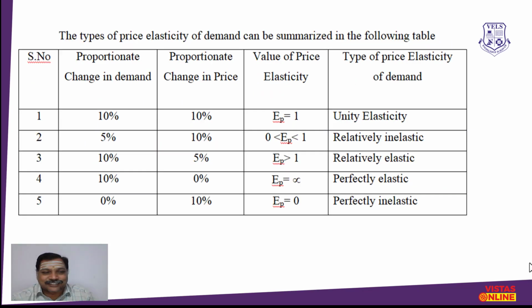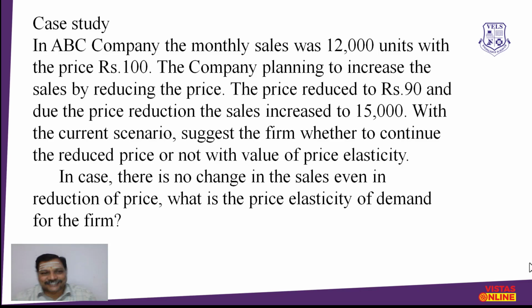Before that, I will summarize. When proportionate change in demand is 10% and proportionate change in price is also 10%, it is unitary elasticity. But in the second case, the demand change is less and price changes more, so it will range between 0 and 1. When the demand change is 10% and the price change is 5%, 10 by 5 is greater than 1. When price change is 0, it is infinite. When demand change is 0, it is perfectly inelastic. So these are the 5 situations. Now we will solve the case study.